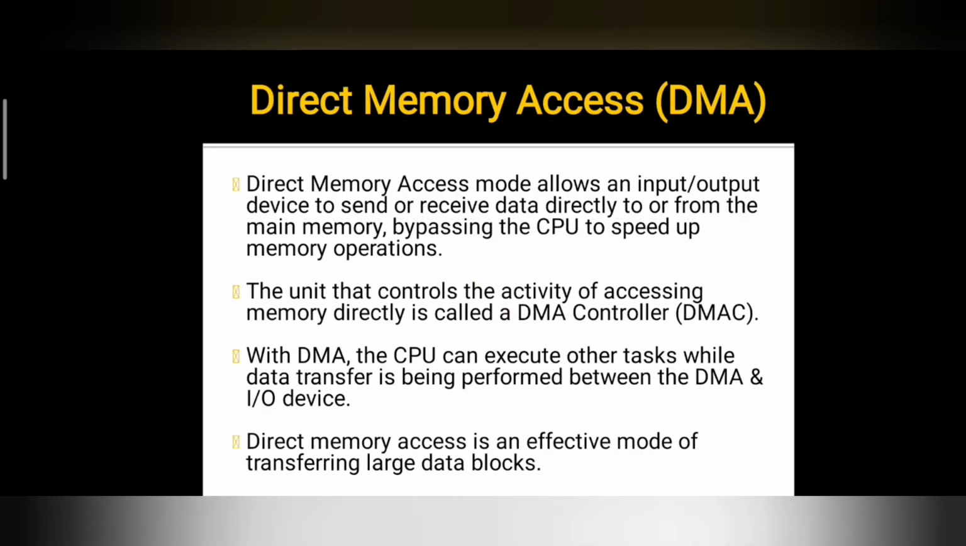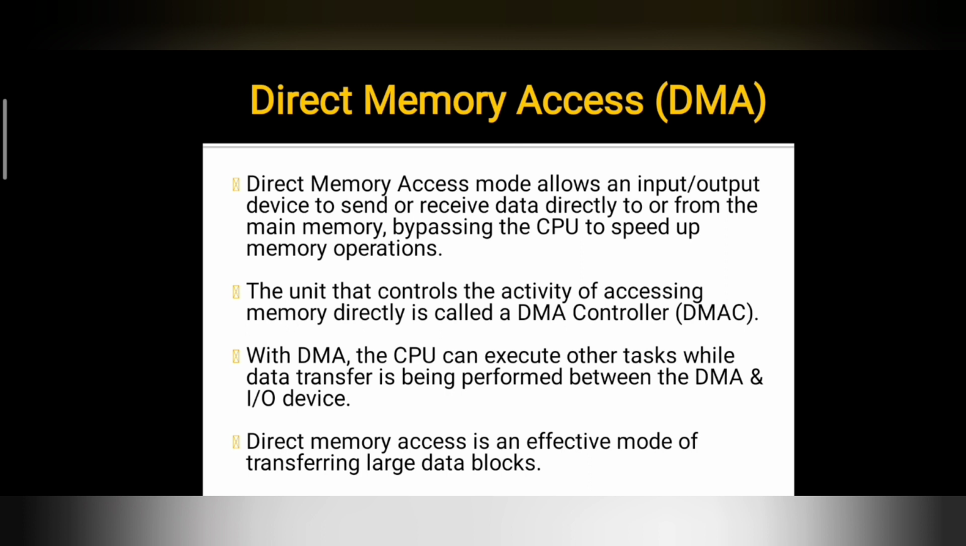In this particular mode, it allows an input output device to send or receive data directly from or to the main memory by bypassing the CPU, just to speed up the memory operation. The only difference here is that in the previous two methods, we saw the involvement of the CPU in the data transfer. But in this case, as the name itself says, it is a direct memory access. It means we are no longer involving the CPU here, but we are allowing the input output devices to either send or receive data directly to or from the main memory.